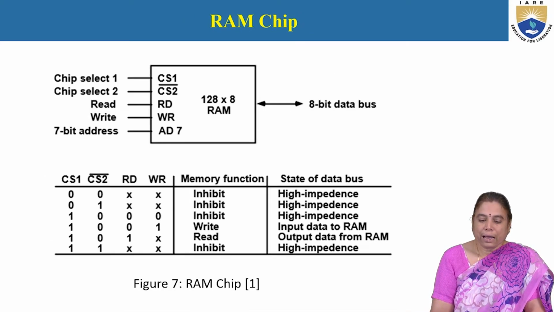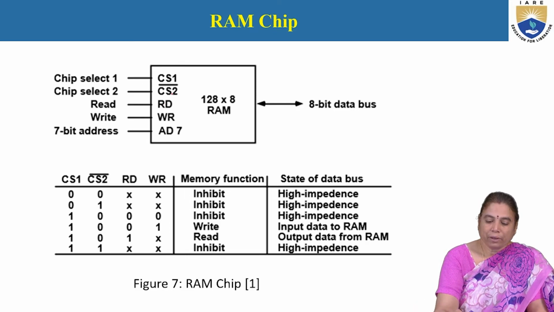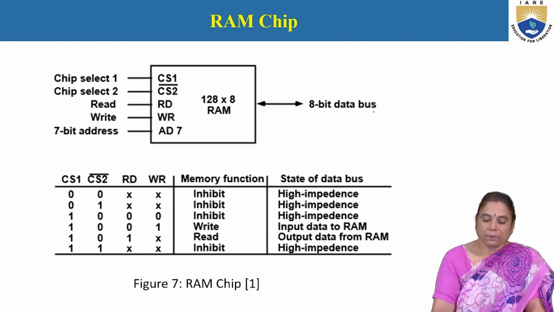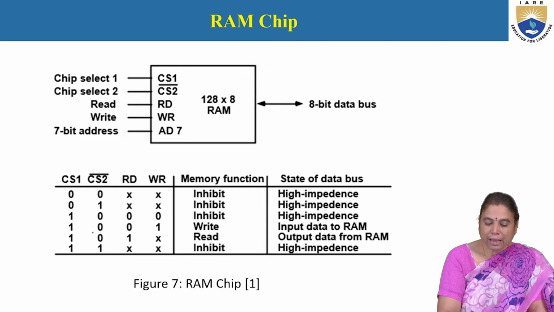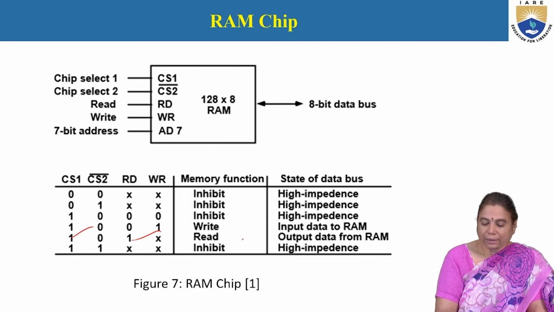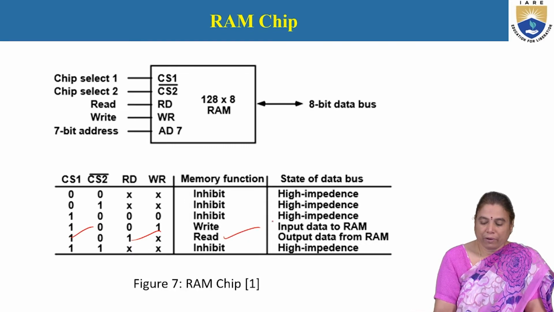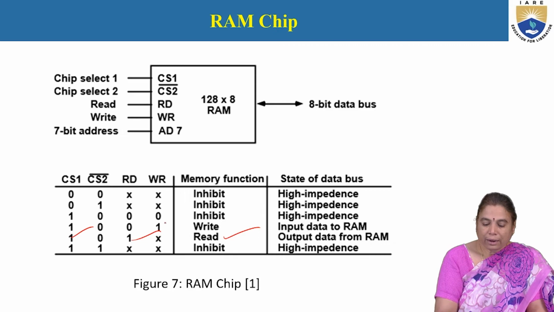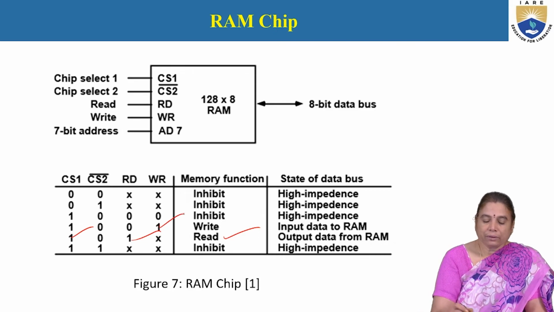And this is the RAM chip. The RAM chip has the chip selection lines CS1, CS2, the read and write signals, 7 lines of the address bus and an 8-bit data bus. Whenever the read signal is activated and the chip is selected, then only the read operation can be performed. And when the WR signal is activated and chip 1 is selected, then only the write operation can be performed.